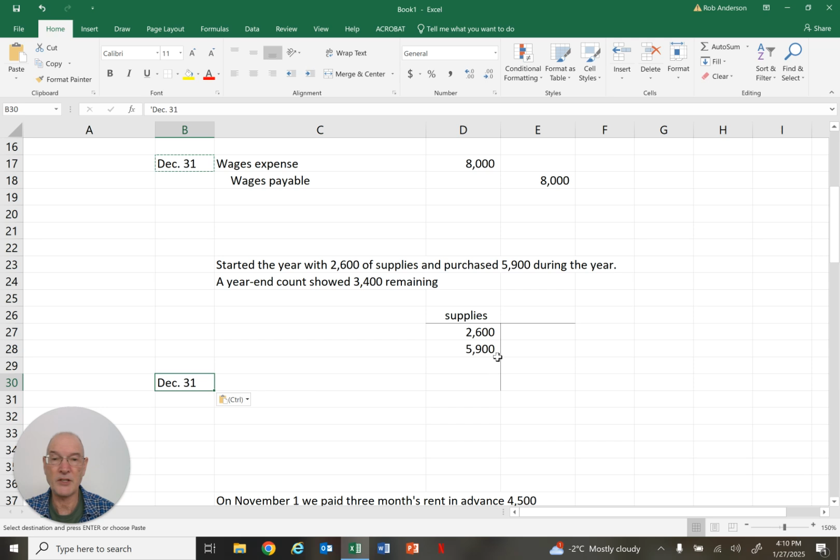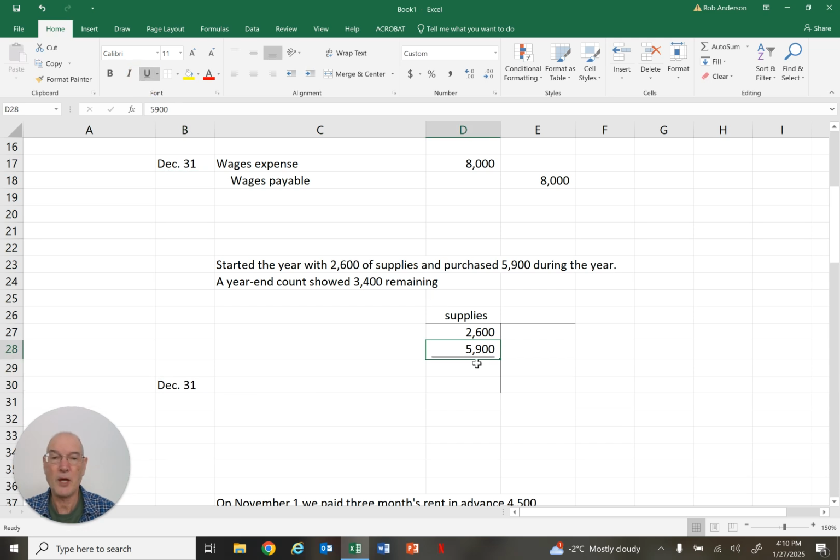And we need to say, how much is it? So let's look at this. We had 2,600 and we bought 5,900. So we could have used, this is what we could have used, we could have used all of it. So, whoops, what happened there? That's better. So we could have used $8,500, but we actually have $3,400 remaining. So the balance has to be $3,400.